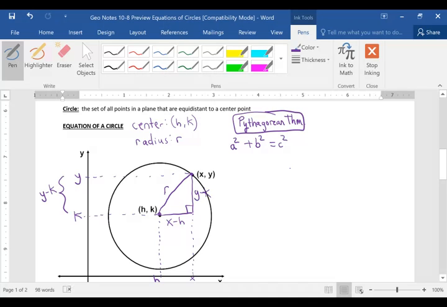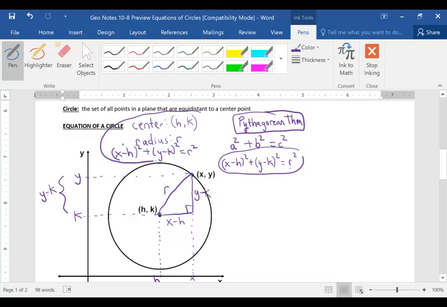So just replace a with x minus h. Replace b with y minus k, and replace c with r. That is your equation of a circle. So equation of a circle has center h, k, radius r, and the equation is x minus h quantity squared plus y minus k quantity squared equals r squared. So this is the key for this section, equations of a circle.